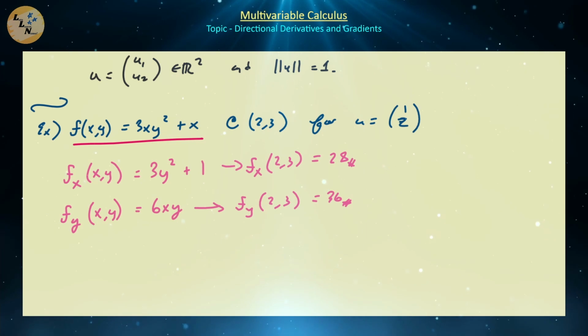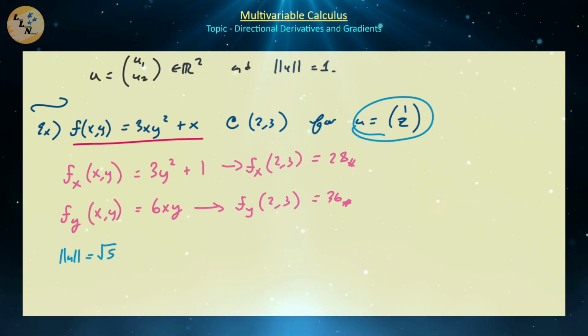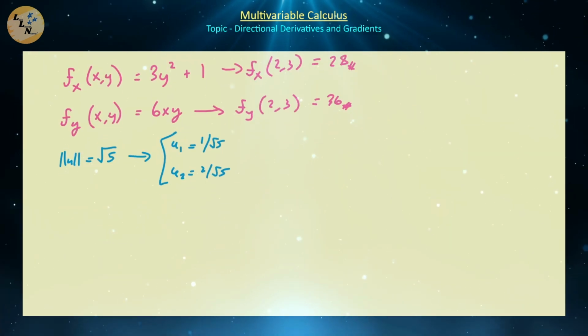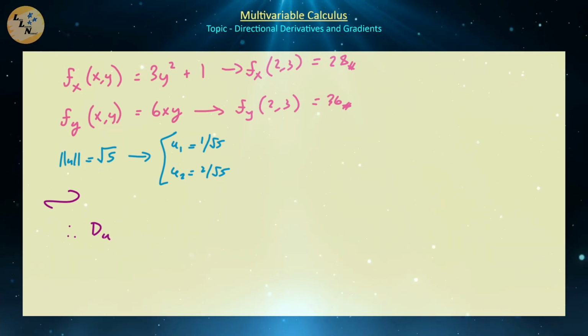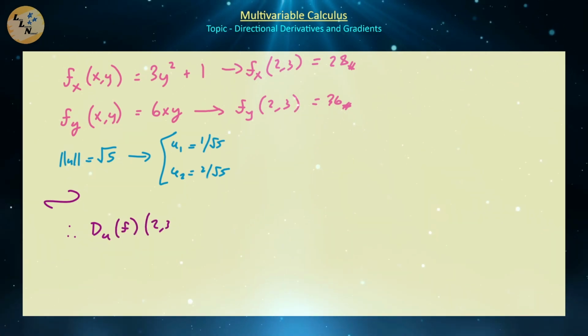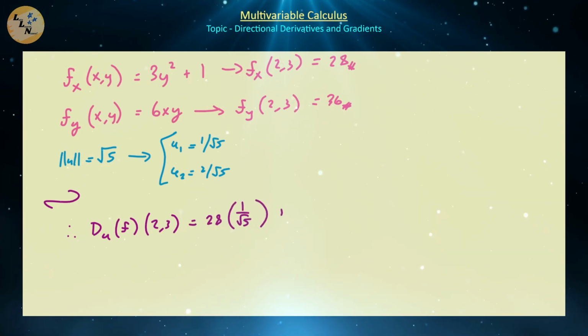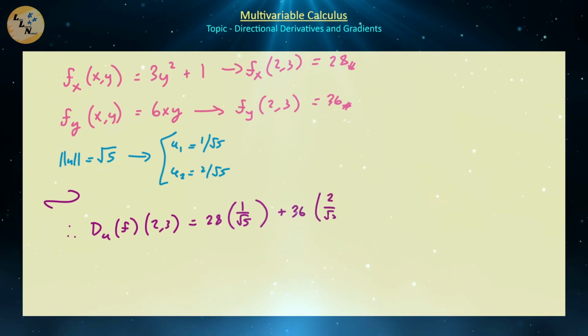Okay, so once you have these, you also need to construct your unit vector in that particular direction. So again, the norm of this vector was equal to the square root of 5. So that means u1 is equal to 1 over the square root of 5, and u2 is going to be 2 divided by the square root of 5, the same values as before. And then from this, we can evaluate the directional derivative at that point via this new formula. So that means the directional derivative in the direction of u of the function f at the point 2, 3 is going to be equal to 28 times 1 divided by the square root of 5 plus 36 times 2 divided by the square root of 5.